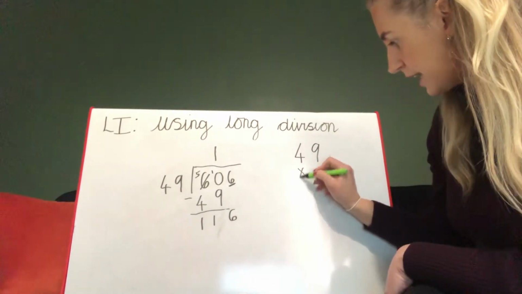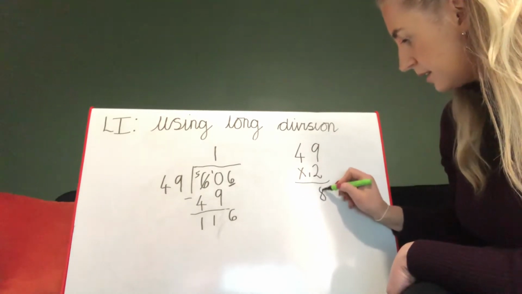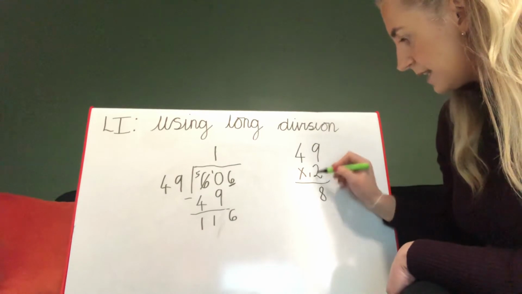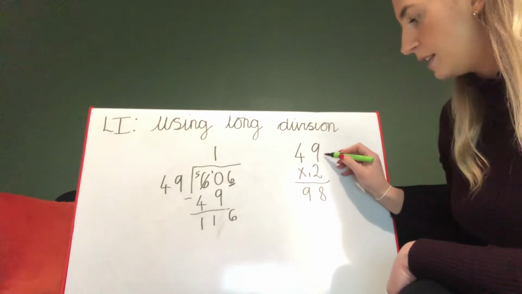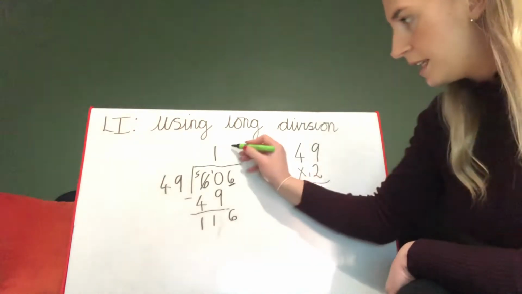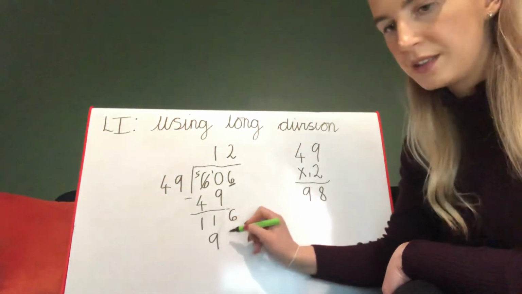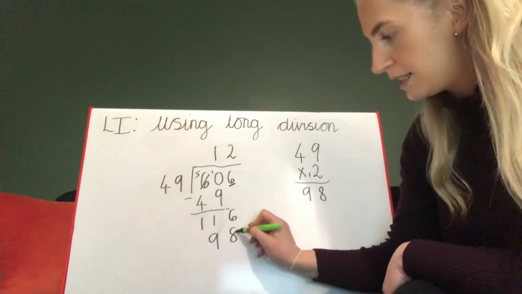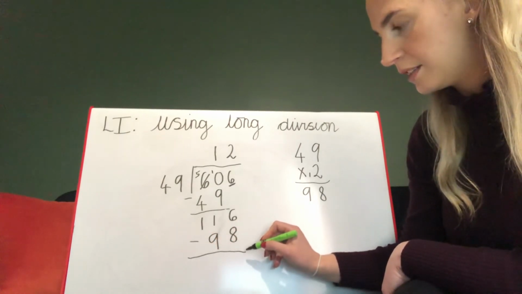So 49 times 2, 9 times 2 is 18, 4 times 2 is 8, add 1 is 9. Now I know I couldn't add on another 49 because it would take me past 116. So it fits in nicely twice, but I'm going to have some sort of remainder. So to calculate my remainder, I write my 98 underneath my 116 to do a subtraction calculation.